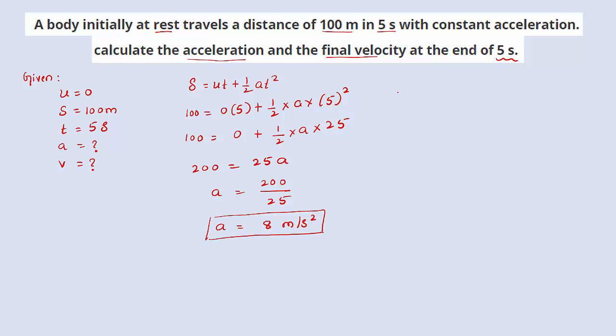Now we have to calculate the final velocity. So we can use the equation v equals u plus at. So v equals initial velocity 0, plus acceleration 8 and time 5 seconds. So v equals 8 5s are 40, and the SI unit is meter per second. So the final velocity of the body is 40 meter per second.